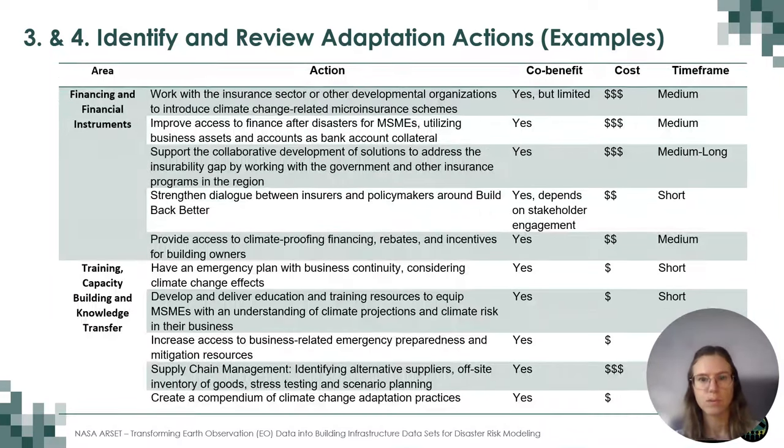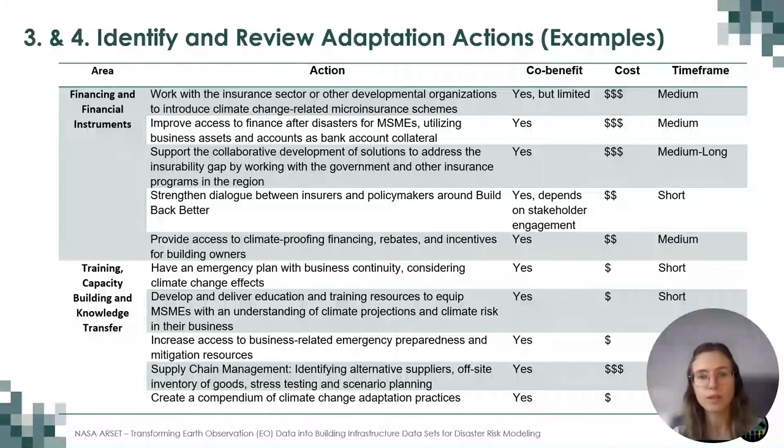There are many different financing and financial instruments that we can implement, and this will depend on the sector we are looking at. If we are, for example, looking at businesses, commercial businesses, if we're looking at the society as a whole, or if we're looking at a specific vulnerable group, if we're looking at agriculture, etc.